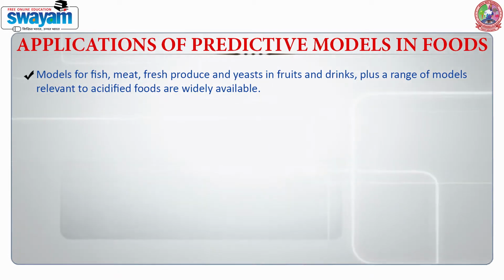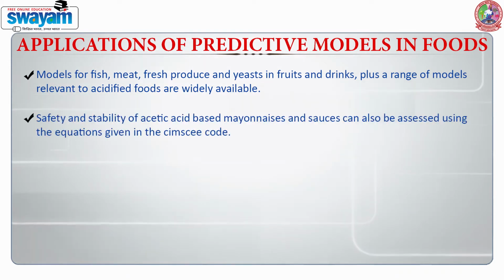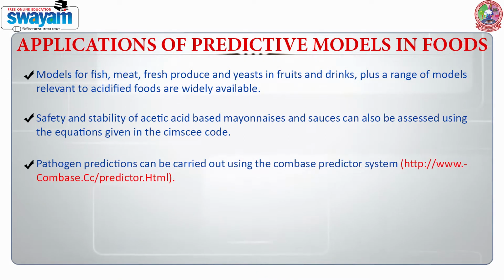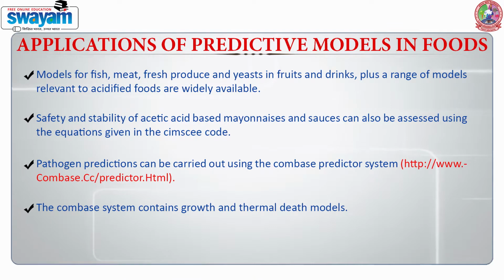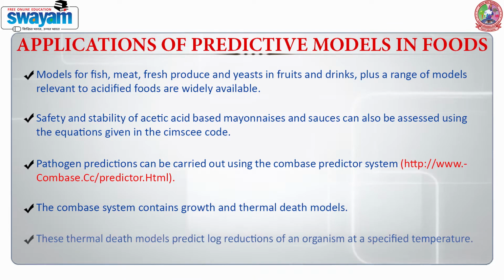These models can also be relevant to acidified foods, and we also have them easily available on the web. When we talk about the safety and stability of the acetic acid based mayonnaise and sausages, we can also have equations given in the SIMSE code. Pathogen predictions can be carried out using the ComBase predictor system. The ComBase system contains growth and thermal death models. These thermal death models predict the log reductions of an organism at a specified temperature.